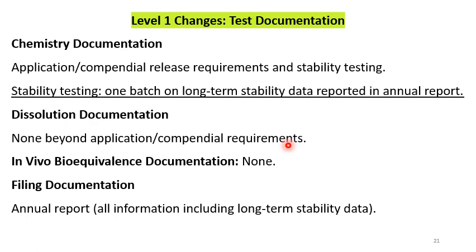No additional dissolution data is required. Only the product release requirement is there, and the product is required to be stored on long-term stability only, and data is required to be reported into the annual report. Then in vivo bioequivalence is not required. Filing documentation is required in the annual report, with all information including the long-term stability data.